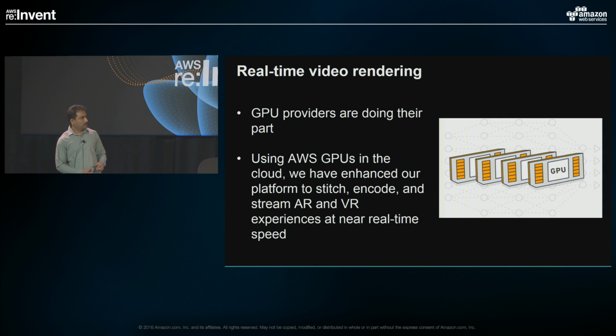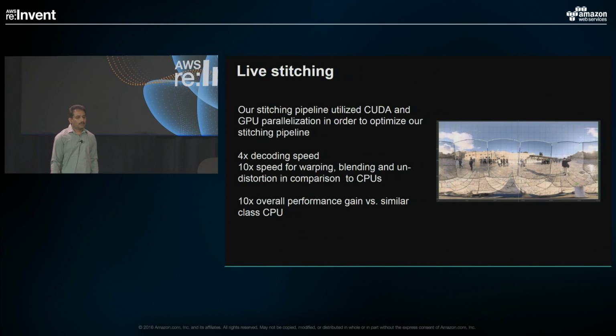Using the GPU class of EC2 instances, we are able to achieve near real-time capabilities for stitching and encoding together. I'm going to discuss a little bit more into that. So let's do the live stitching. I showed you how the live stitching works from input to output. There are many parts of live stitching.